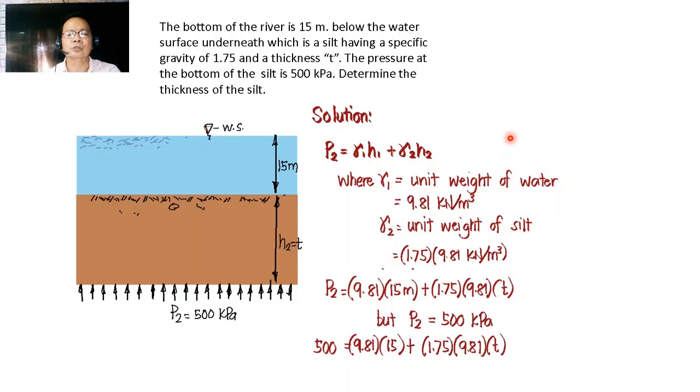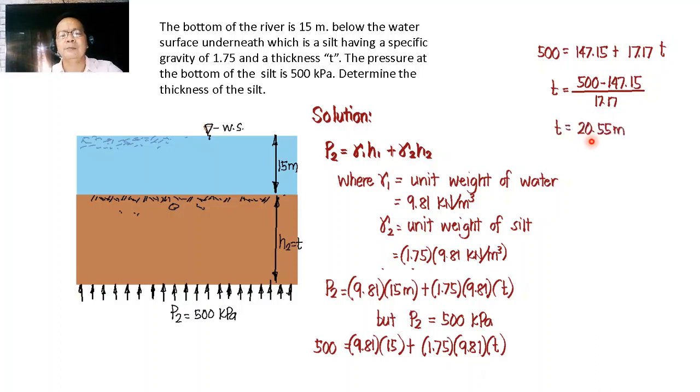So solving for T, it will be equal to 500 minus 147.15 divided by 17.17, and T gives us a value of 20.55 meters. This becomes now the thickness of the silt, so that the pressure below the silt is equal to 500 kilopascal. So that's how we solve the second problem. Now let us move to the third problem.